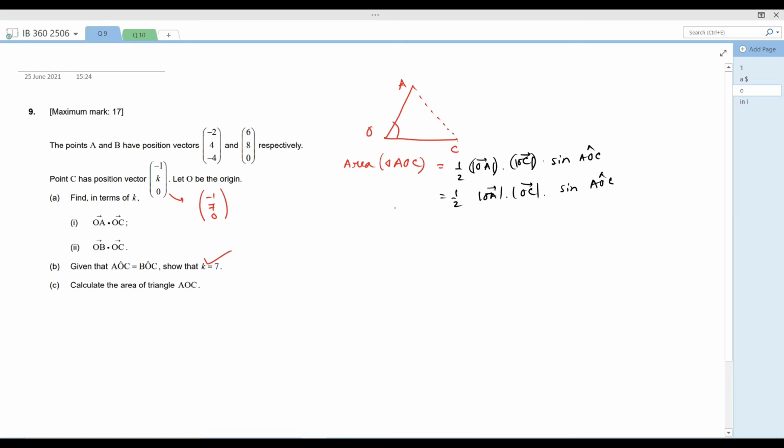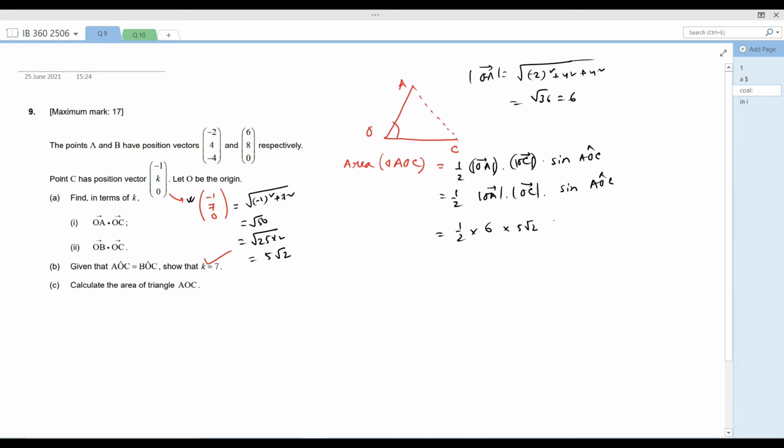Now for OA and OC we need to find the values. OA we have already calculated: root over minus 2 whole square plus 4 square plus 4 square, and it came out to be root 36, which equals 6. So it is half into 6 into, now OC, from the complete value of the vector, minus 1 whole square plus 7 square equals root 50, which we can write as 25 into 2, so it is 5 root 2. So the value of OC is 5 root 2.